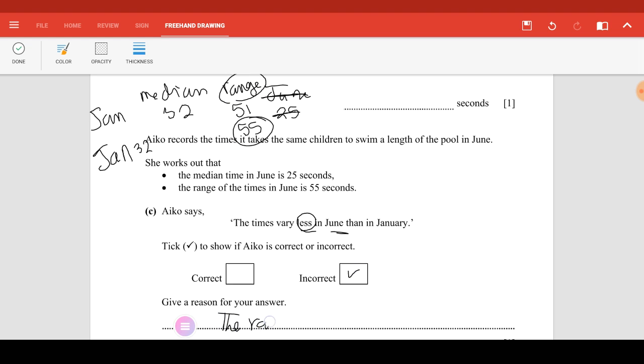The range in June is bigger or higher than in January, so the variation should be less in January, not in June. This is June. I think you understand. This is June.